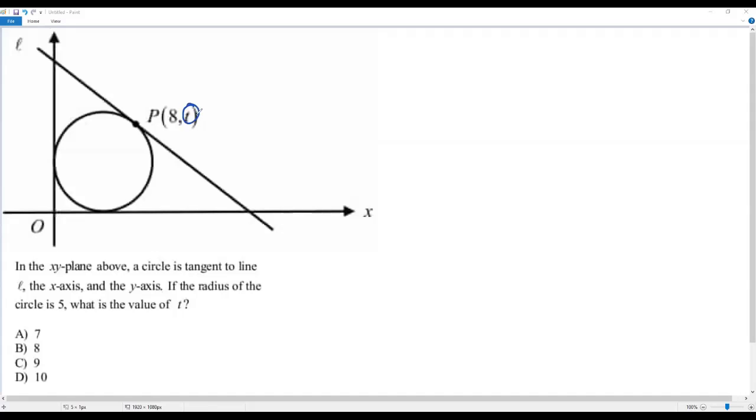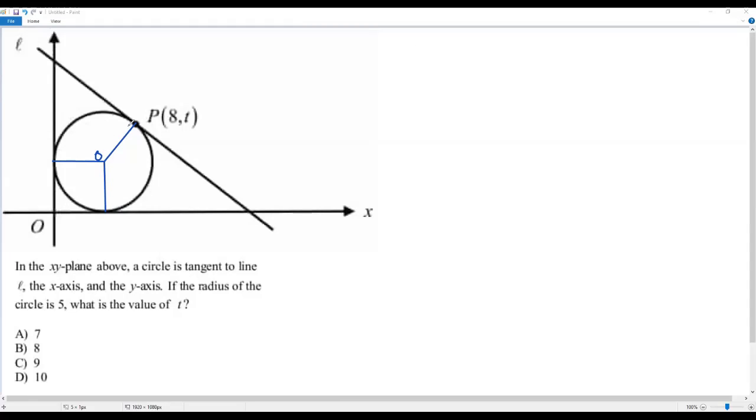Actually, t represents the y-coordinate of the point P (8, t) that we have on the line and the circle as well. Now I'm going to draw radii of this circle. Let me draw three radii. I've drawn one radius over here to the point P (8, t). Now let me draw a horizontal radius to the y-axis over here. Now let me draw a vertical radius to the x-axis over here. Okay, let me finish. So here we have the center of the circle.